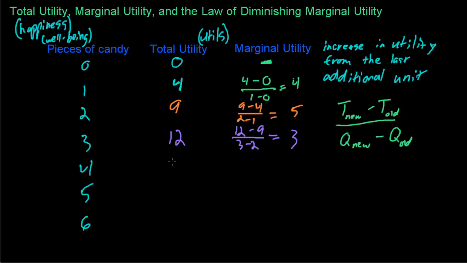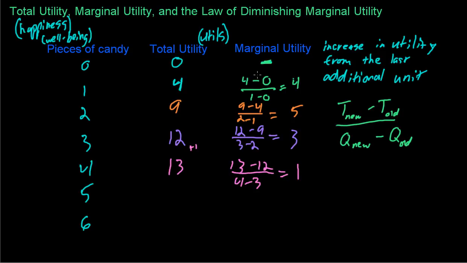Alright, so let's say for the 4th row that we have, I don't know, 13 units of total utility from having the 4th candy bar. So now our marginal utility is going to be 13 minus 12 over 4 minus 3. It's pretty easy to see that we increased total utility by 1, and because adding that one more piece of candy increased total utility by 1, we would expect our marginal utility to be 1. And in fact it is. 13 minus 12 is 1, over 4 minus 3, which is 1, and 1 divided by 1 is 1.